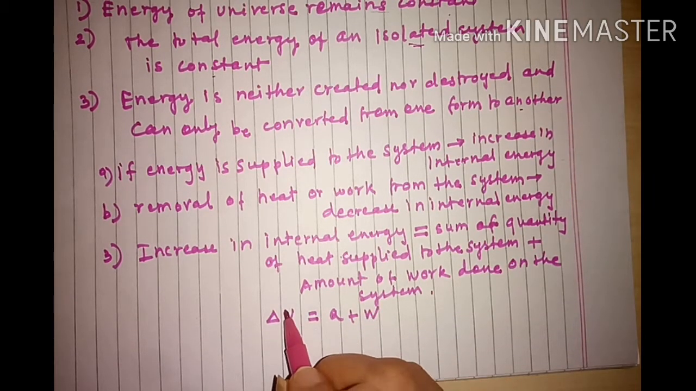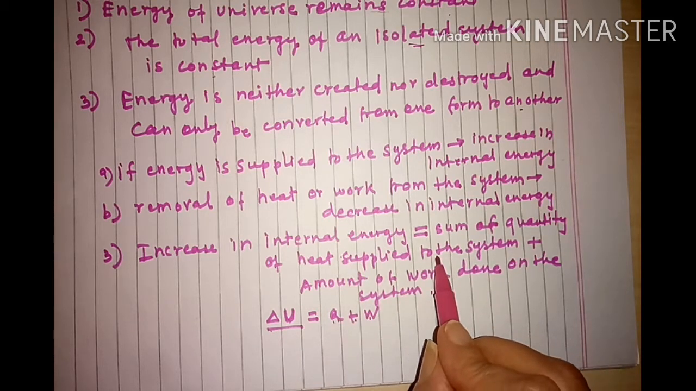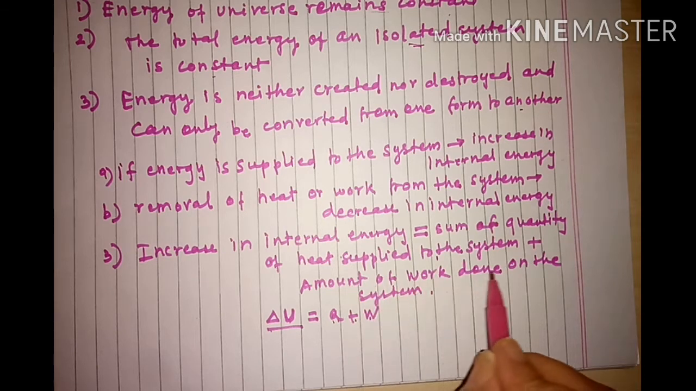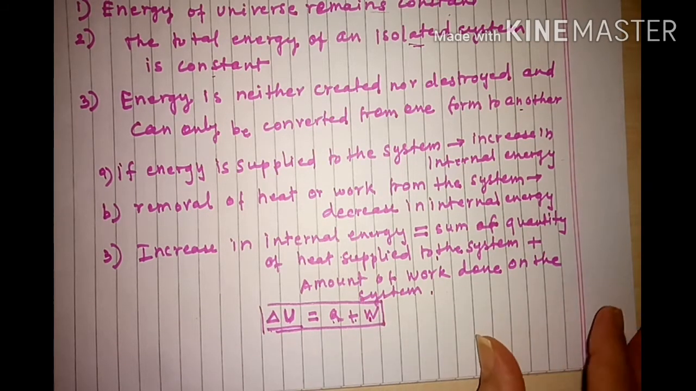As I already explained in earlier videos, you can determine the value of delta U, but you cannot go for U1 and U2. You can watch my earlier videos also. So you come to delta U equals Q plus W. Q is the amount of heat supplied to the system, and W is the amount of work done on the system. This is the mathematical expression for the first law of thermodynamics.